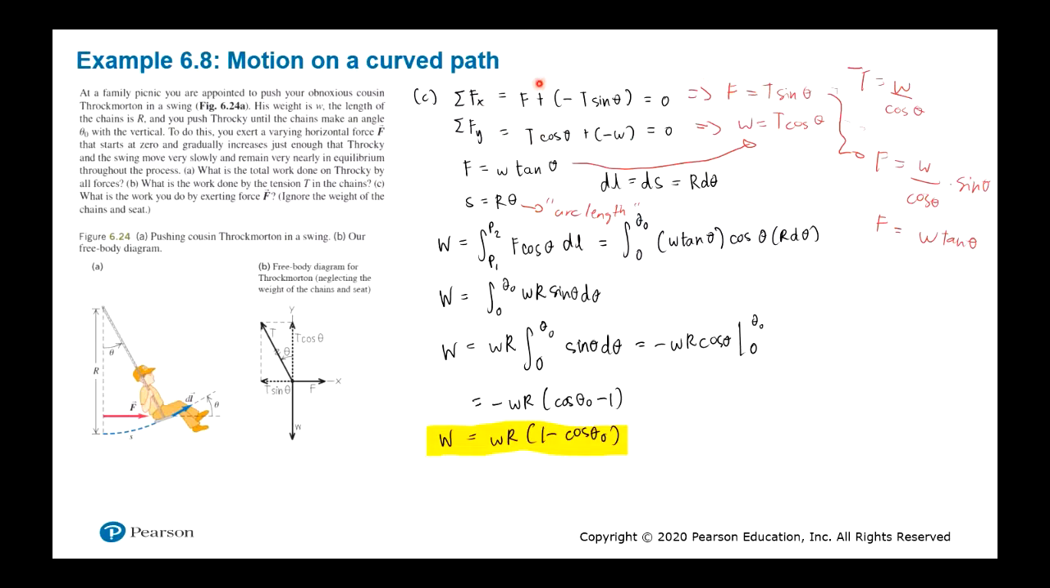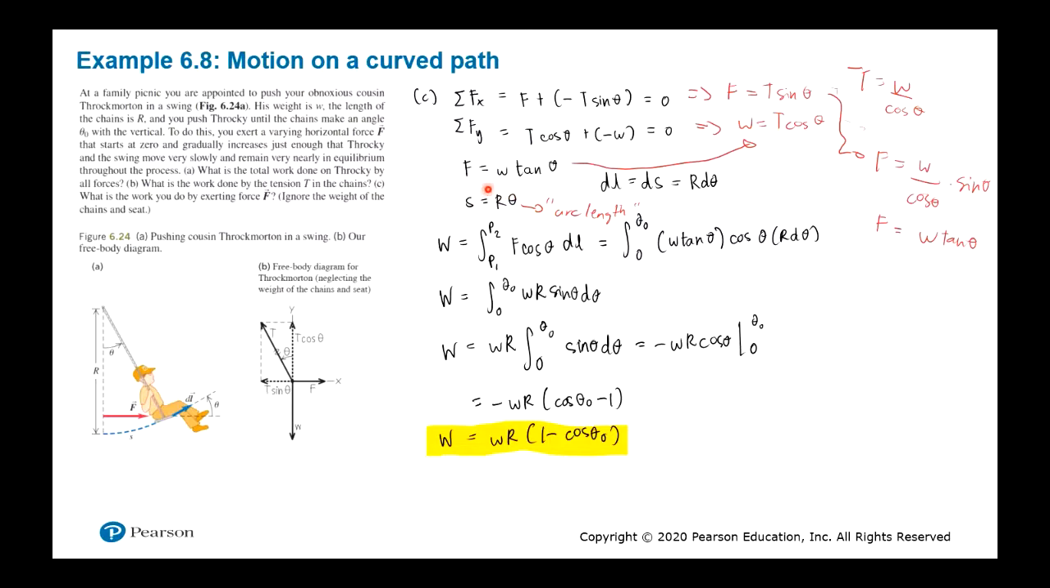And with that, we will also need to equate the second equation for the force: W equals T cosine theta. And because this is the same T, we can just isolate T from this equation: T equals W over cosine theta. So F equals W over cosine theta times sine theta. And then we get F equals W tangent theta.